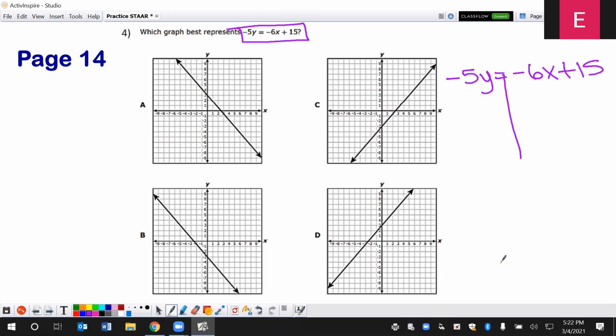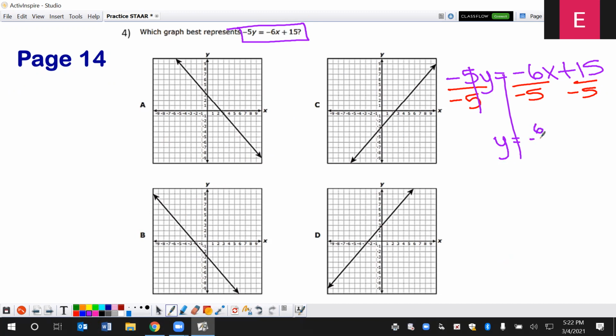I'm going to draw a line through the equal sign, and I need to get y by itself. So to get y by itself, I have to get rid of this negative 5, and I do that with division. So I divide the negative 5 on every single number, every single term. Once I do that, negative 5 divided by negative 5 is 1. So I have 1y.